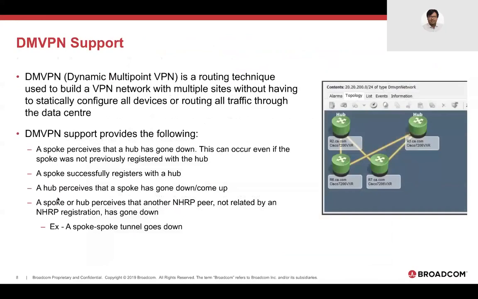But the net of it is now we are able to perceive when a hub has gone down, or when a spoke has gone down. So that really helps in the overall DMVPN support. And this even works for the NHRP, the Next Hop Resolution Protocol. So even if something's not registered and it goes down, we're still able to detect that. Moving ahead.